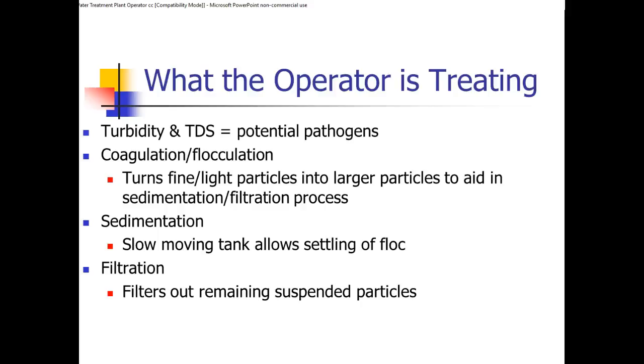So what are we treating in the water? Well, turbidity and total dissolved solids, TDS, because those actually can harbor potential pathogens. Coagulation and flocculation, what is that? It turns fine and light particles into larger particles to aid in the sedimentation and filtration process. Sedimentation is a slow-moving tank that allows the settling of the floc. Those groups that have coagulated and all stuck together gain weight and they float to the bottom of the tank. And then we have filtration, and the filters filter out the remaining suspended particles.